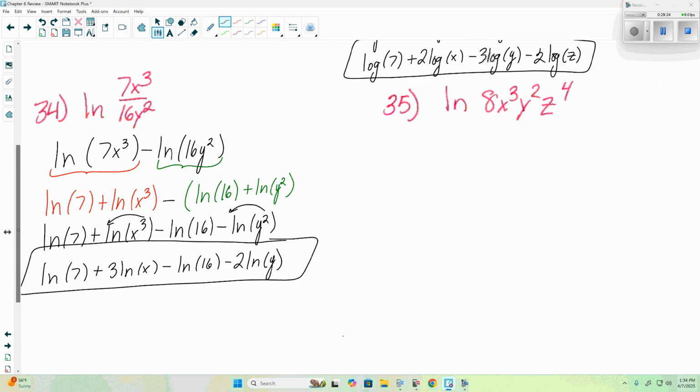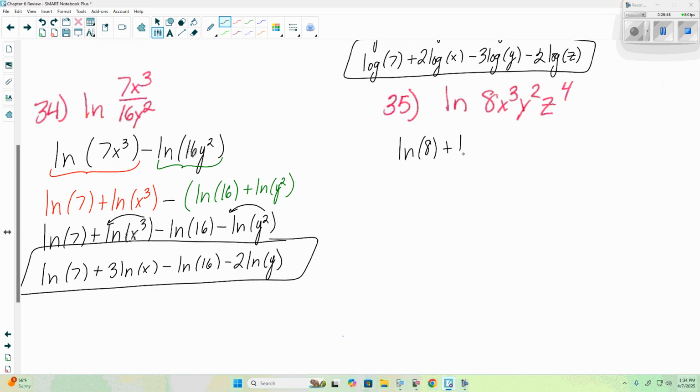Questions on how we expanded 34? Let's look at 35. 35, the natural log of 8x to the 3rd y squared z to the 4th. Is there a division inside the log? No, so we don't have a quotient step. We just move straight to powers.